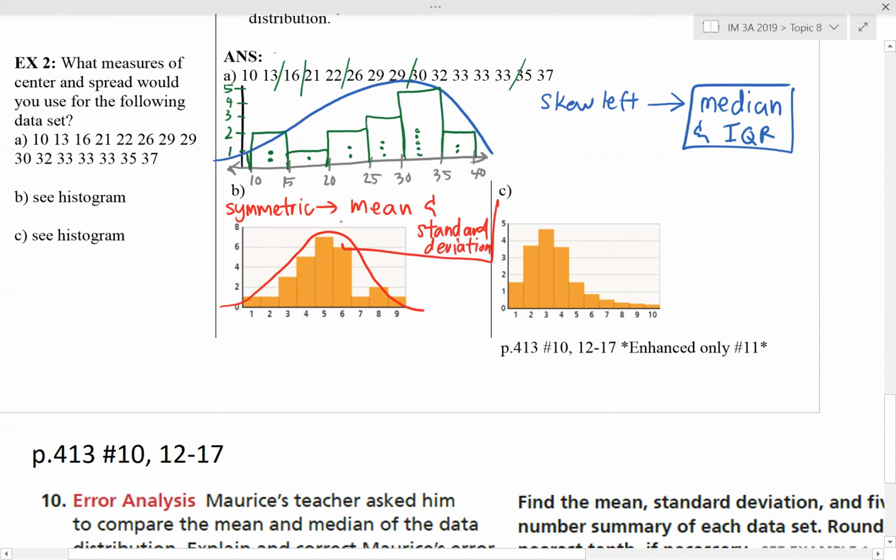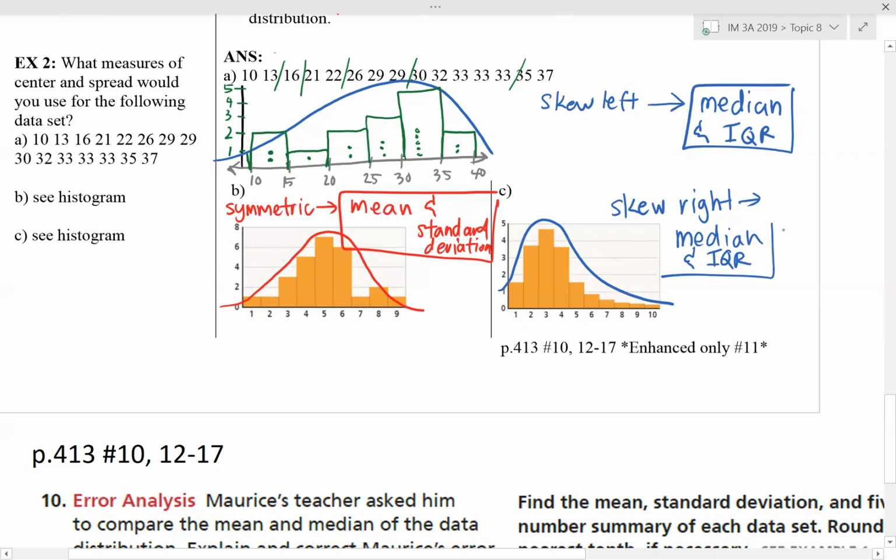And finally, for the last one, if we look at the data set, it looks like it's the opposite skew of the first one. So it looks like it's skewed right. But remember that the direction of the skew does not change the answer for this question. So that's still the median and the interquartile range. That will be the best representation of center and spread for any skewed data set.